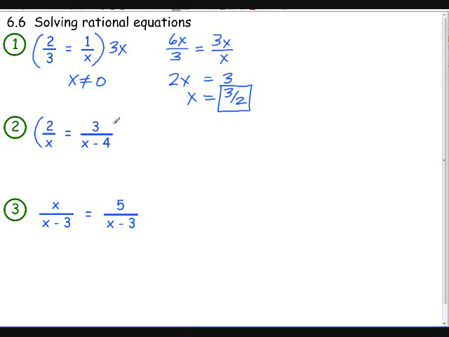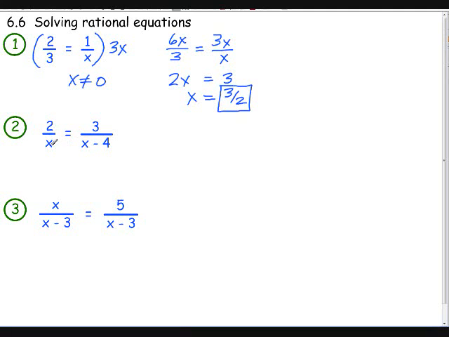I could clear this one with x and x minus 4. I could do that, couldn't I? And then simplify it and solve it. However, I want to take you back to something you learned a while ago. Remember back in an earlier algebra class, you learned about proportions.